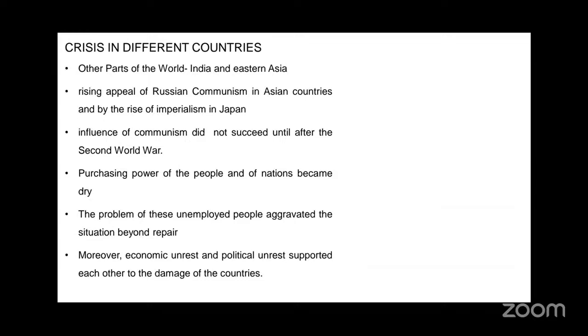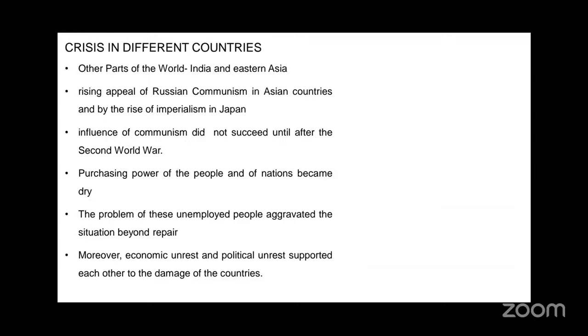So, and the unemployment has also got aggravated, and as expected by the Western nations, the communism also did not grow, but not until the Second World War. But also it saw the imperialism in Japan. So these things have happened during or after the Great Economic Depression, which was an offshoot to First World War.